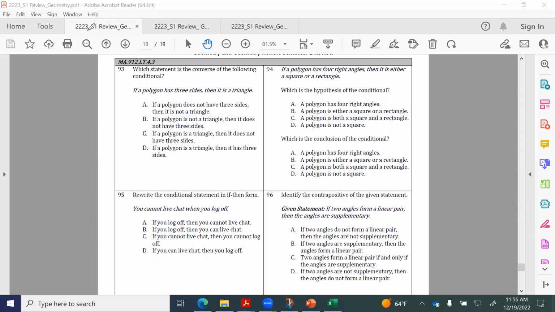93. Which statement is the converse of the following? Remember, when we're talking about converse and inverse, we have the original statement. Converse is when we switch the order. Inverse is when we negate both parts but leave it in the same order. Our contrapositive is when we switch and negate.